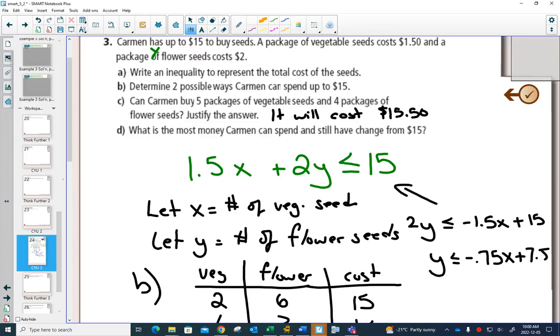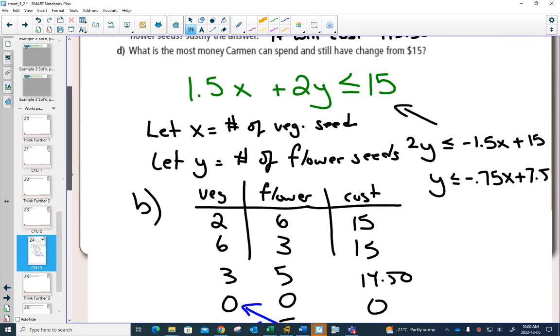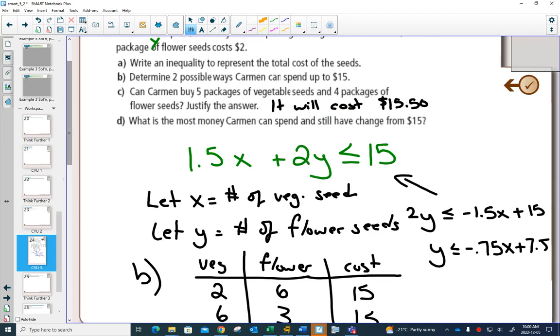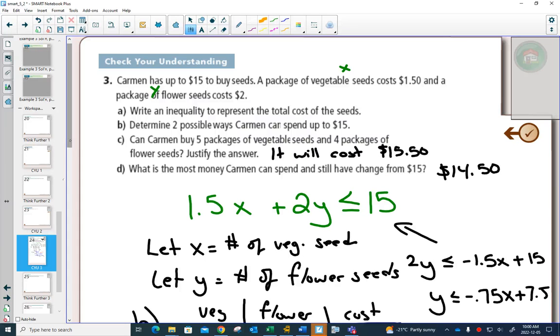And then for part D, what is the most you can spend and still have change? I think that's the one Ansa found, $14.50, right? So if she still wanted change back, she could spend $14.50. So how could I change this question slightly? Well, the question says up to $15, could be changed to she has to spend less than $15. Then the most she could spend would be $14.50.